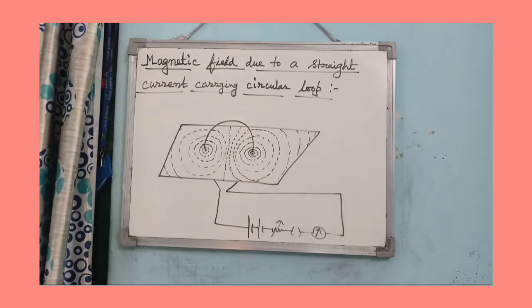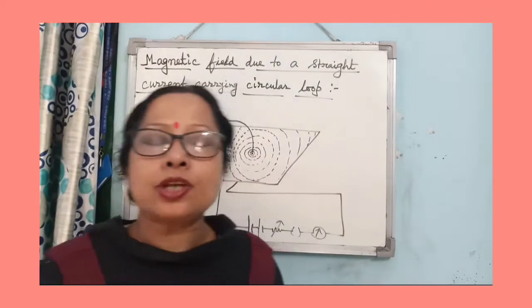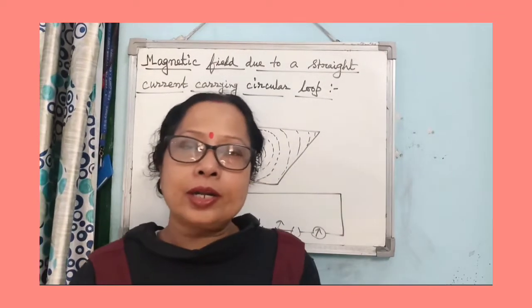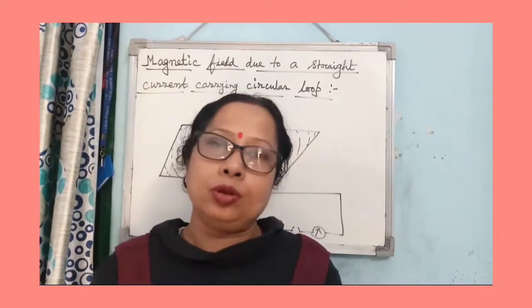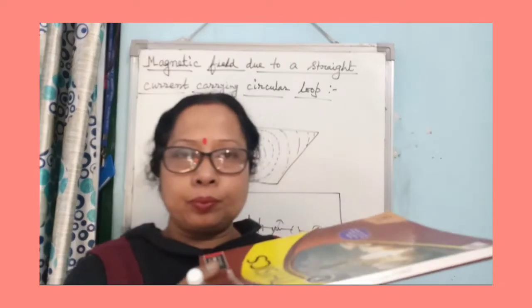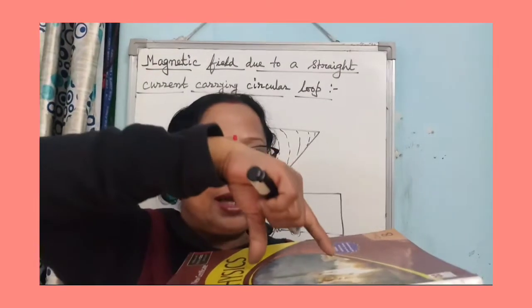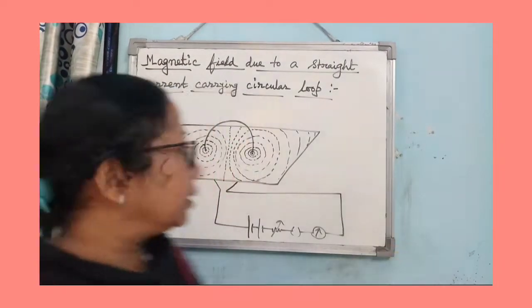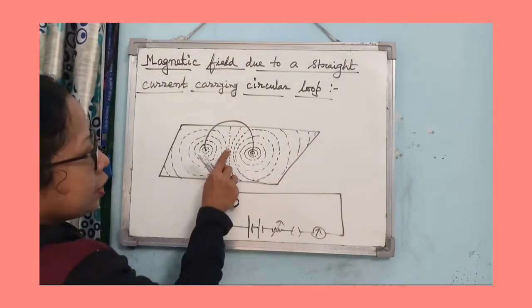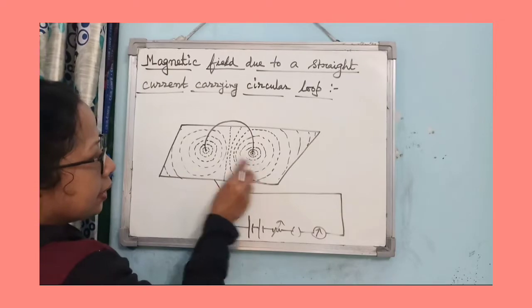Next topic is magnetic field due to a current carrying circular loop. So instead of a straight conductor, you have to take a circular loop. So how to set up the experiment? Again, you take the cardboard. Now, instead of making a hole at the center, you make 2 holes near the center. Just look at the diagram.